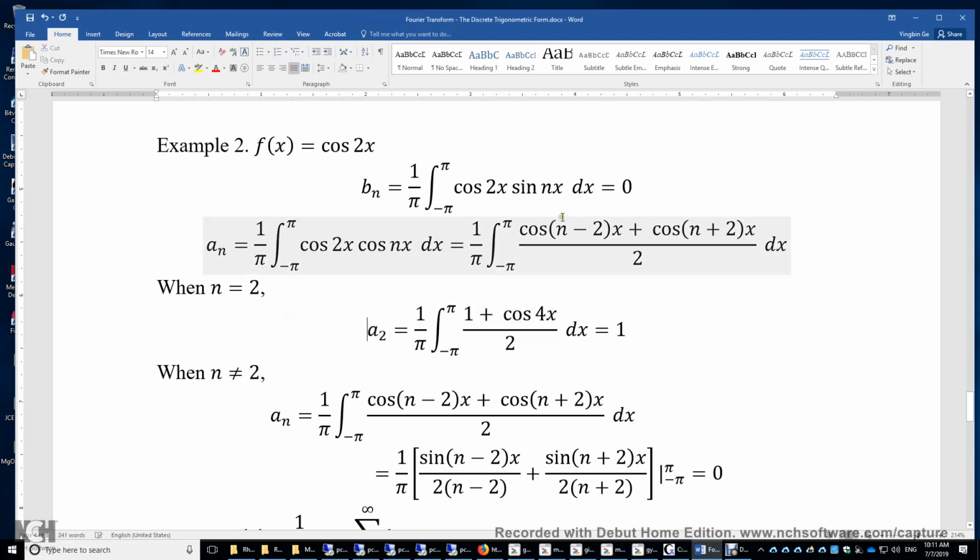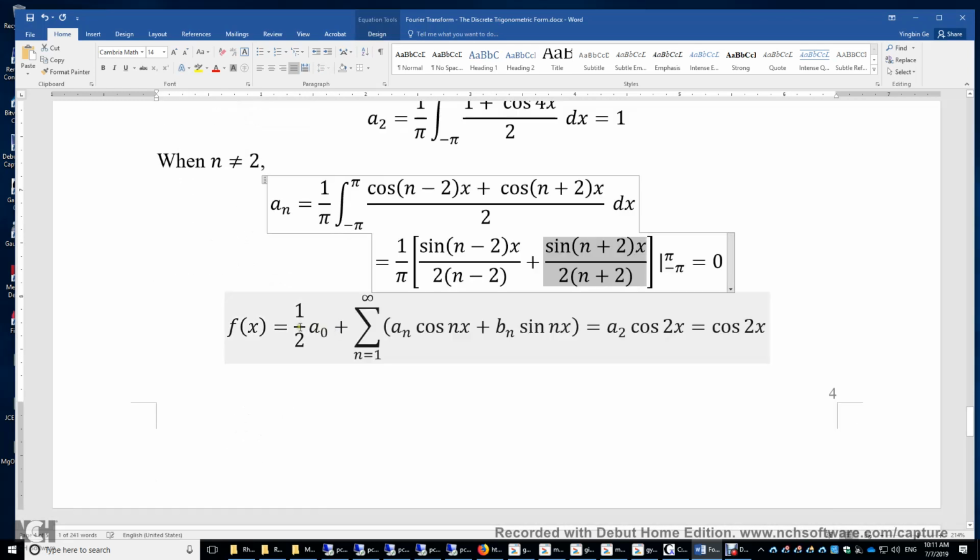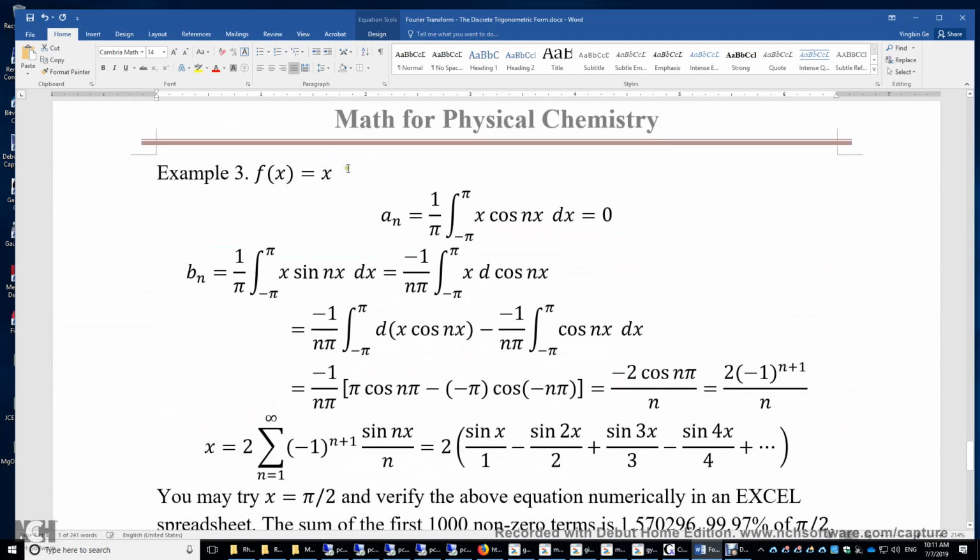What if n is different from 2? We just need to integrate these two cosine functions. We will get sine functions. And again, this is 0, this is 0. Therefore, among this infinite number of terms, there's only one non-zero term, which is just a2 times cosine 2x. And a2 is 1. Therefore, we proved this f(x) equals cosine 2x. Now the last example, f(x) equals x. This is a bit complicated. First, let's look at a sub n.